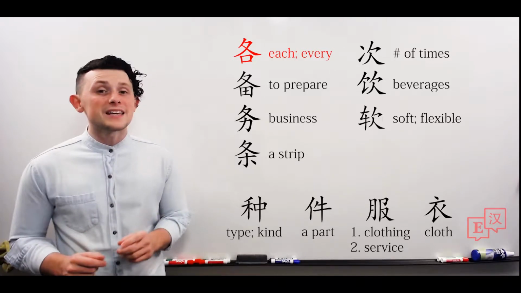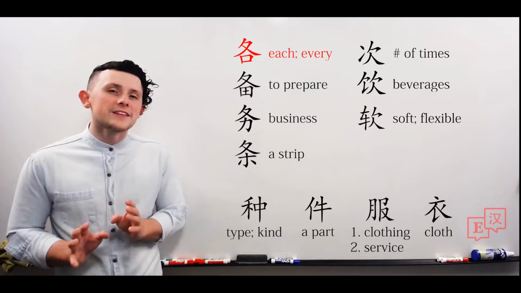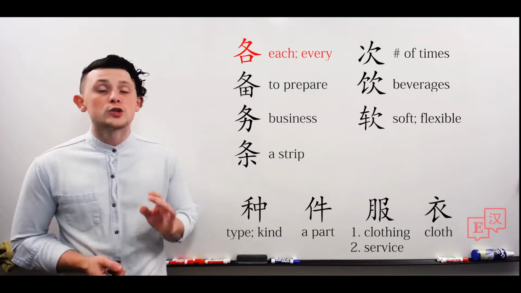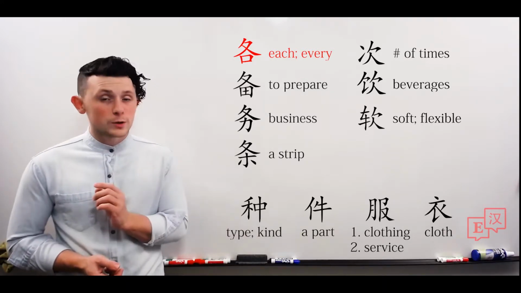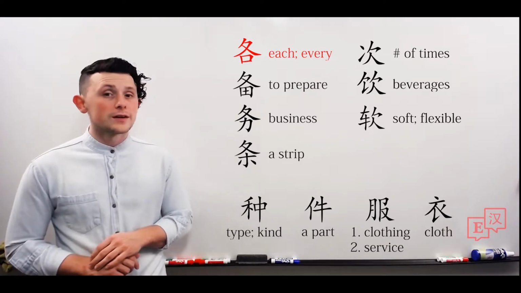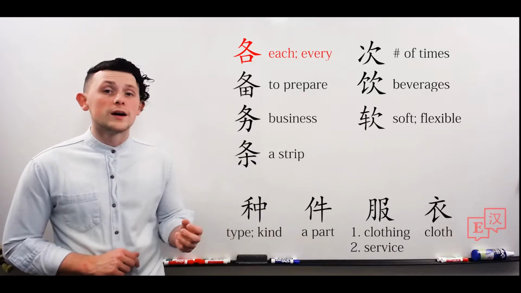今天我们要学习11个很有用的字。那我们第一个字呢？个。个 has the exact same pronunciation as individual, as in 一个人. However, its meaning is each or every. Now note, this is not the same as 所有, nor 每, nor 都. This has its own usage and its own set of words it goes with, and we'll talk more about that in the word section.